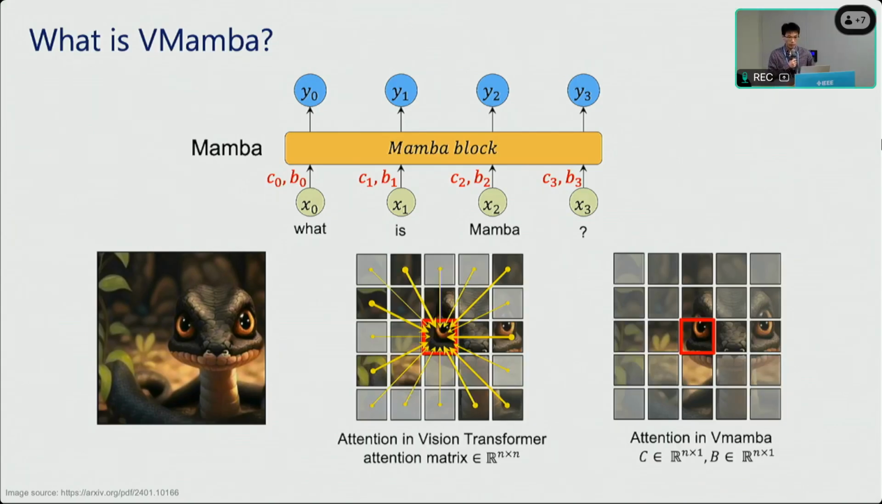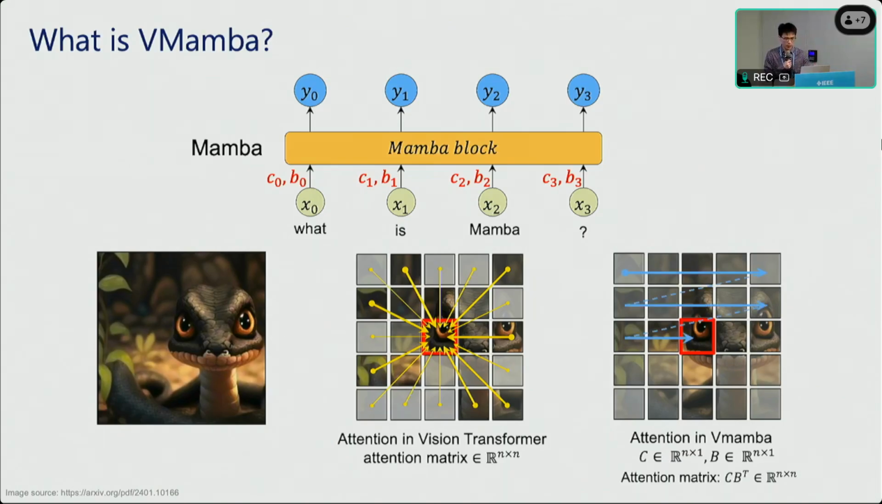But in vision Mamba, we learn this in a different way. We just learn two vectors, C and B here, which are in the shape of N by 1. You can imagine this is much easier to learn than learning this N by N matrix directly. And then after we learn those two vectors, we just do C multiplied by B transpose. We also get an N by N matrix, which has the same functionality as the original attention matrix in the transformer.